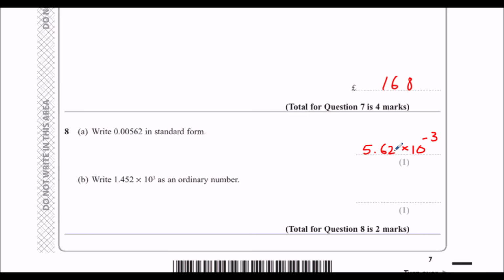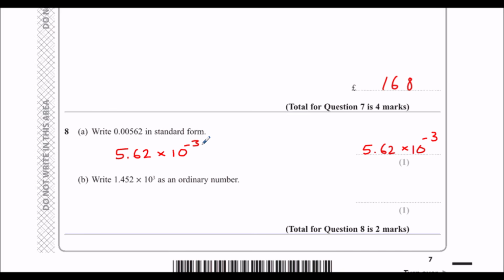If we didn't have a calculator, we know standard form is a number between 1 and 10. So it's got to be 5.62 times 10 to a power. And then we work out how many times we have to times or divide by 10 to get this number. So 5.62 divided by 10, 1, 2, 3 times. So it's a power of negative 3. Because we divided by 10, it's negative. If we times by 10, it's positive.